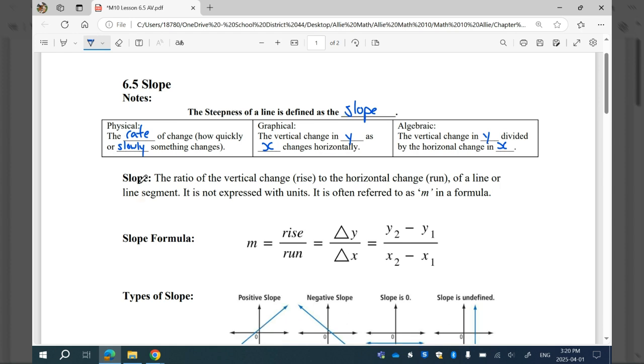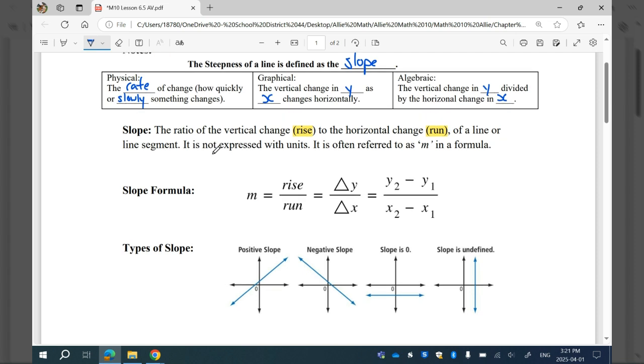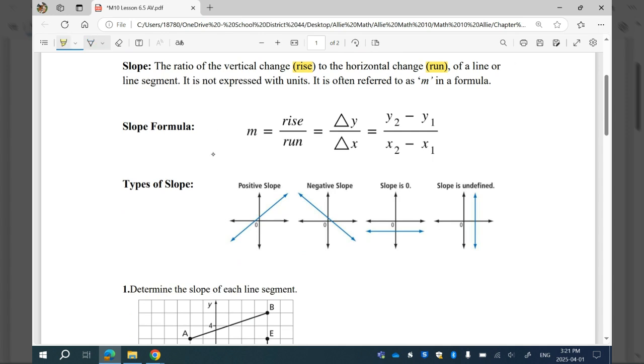So here's just a definition and some information that slope is the ratio of the vertical change, so the rise. This is kind of my favorite version of it, in its simplest form, just rise over run. So the ratio of the vertical change to the horizontal change, the run of a line or line segment. It is not expressed with units, so you're not really going to see 1/2 centimeters or anything like that. The slope is just something like 1/2 or 3/4 or 4 or whatever. It's often referred to as m in a formula. I couldn't really find a good explanation of why it's represented with an m, so if you find out, let me know. And so here are a few formulas that you might see to represent slope.